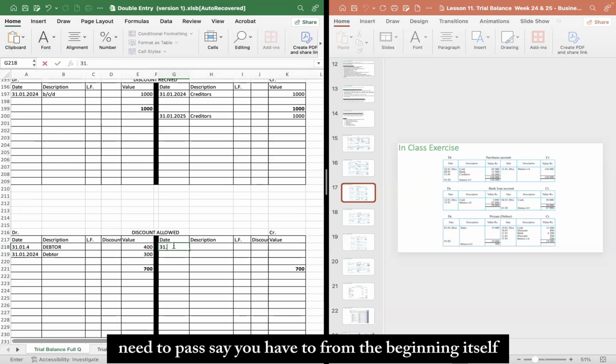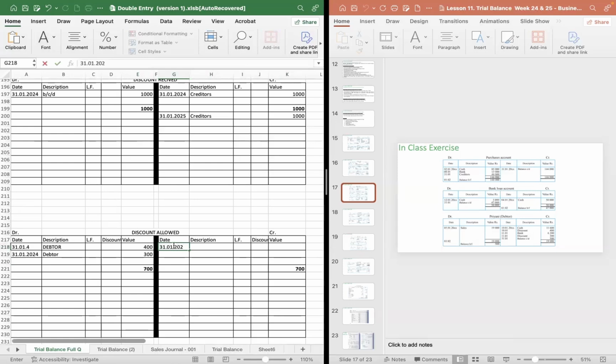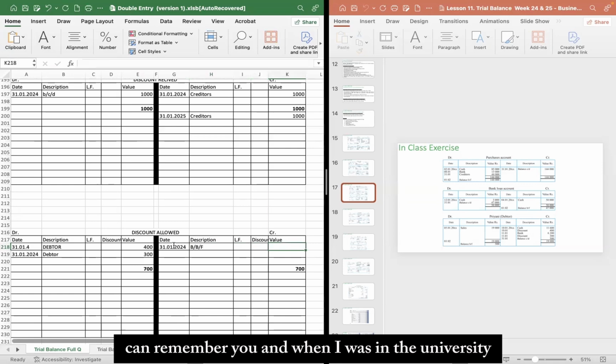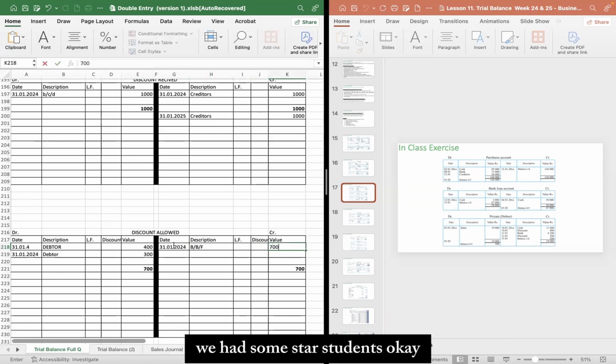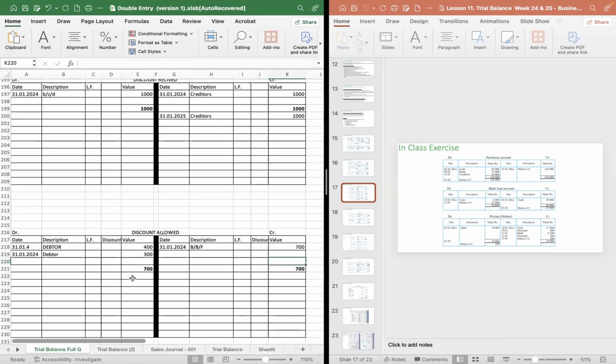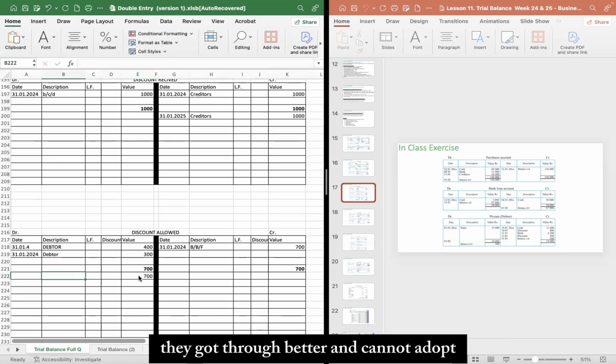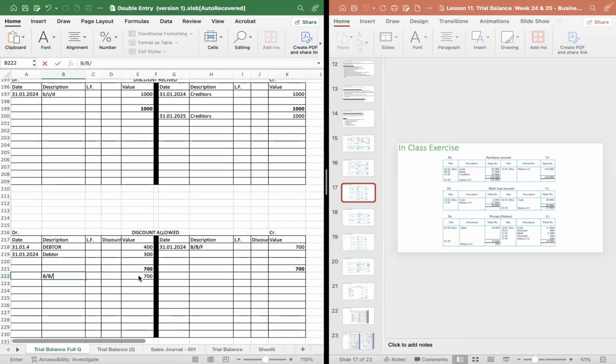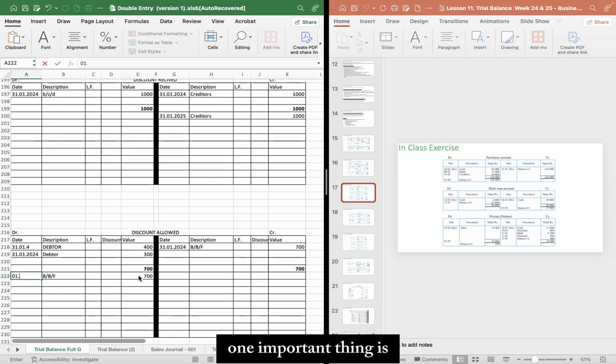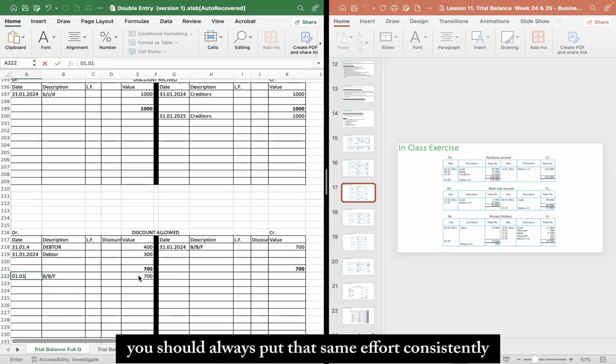ඊට පස්සේ you have to from the beginning itself හෙමින් හෙමින් discipline එක තමයි හැම දෙයකදීම වැදගත්. දැන් I can remember even when I was in the university we had some star students, okay? But people who were consistently putting the same effort, they got through better. ඒ කියන්නේ අර දක්ෂම ළමයින්ට වඩා සමහර කලාවට ළමයිනුත් ගොඩක් උඩට යනවා. මොකද එයාලා දිගටම එකම effort එක දාගෙන ඉන්නවනේ. And so one important thing is you should always put that same effort consistently.